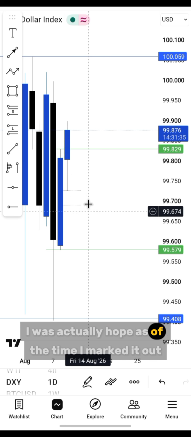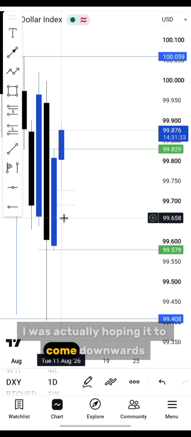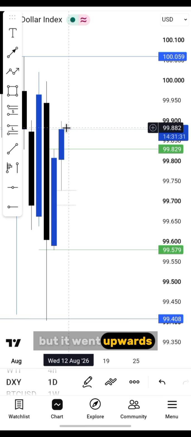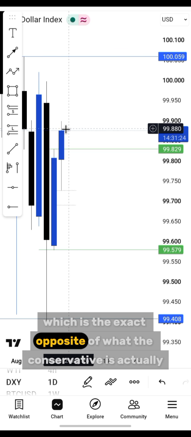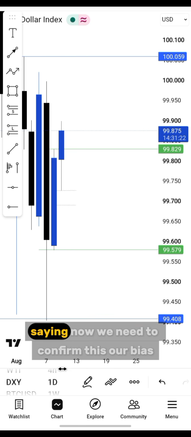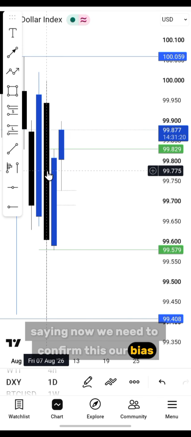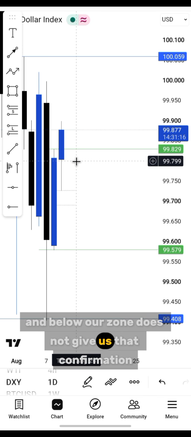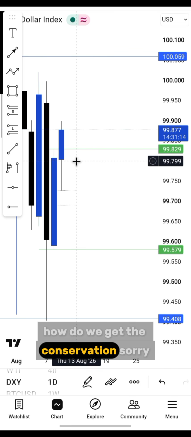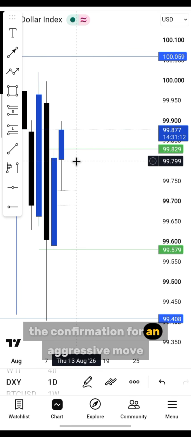After we just got this and this, price had to break above it. As of the time I marked it out, I was actually hoping it would come downwards, but it went upwards. So that automatically means that USD weak, sell USD, buy the opposite, which is the exact opposite of what the conservative is actually saying. Now we need to confirm our bias. Mind you, price being above our zone or below our zone does not give us that confirmation. How do we get the confirmation for an aggressive move?